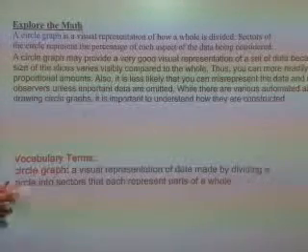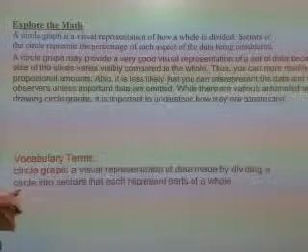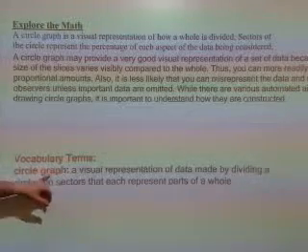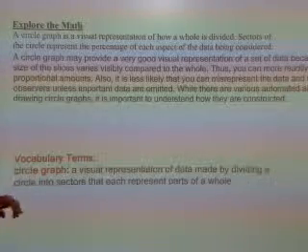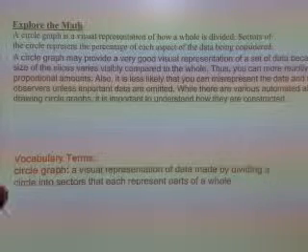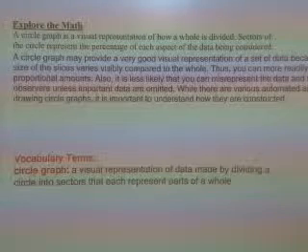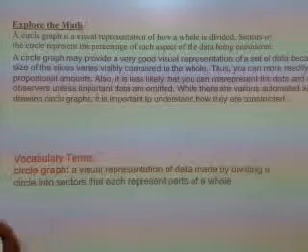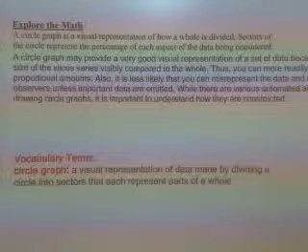First thing that I want you to do is take out a piece of paper so you can write some of your notes down. And you're going to write in the vocab term, which is at the top of page 99, circle graph: a visual representation of data made by dividing a circle into sectors that each represent parts of a whole. So you can pause, write that down, and then when you're ready to proceed into the next example, we will look at it together.